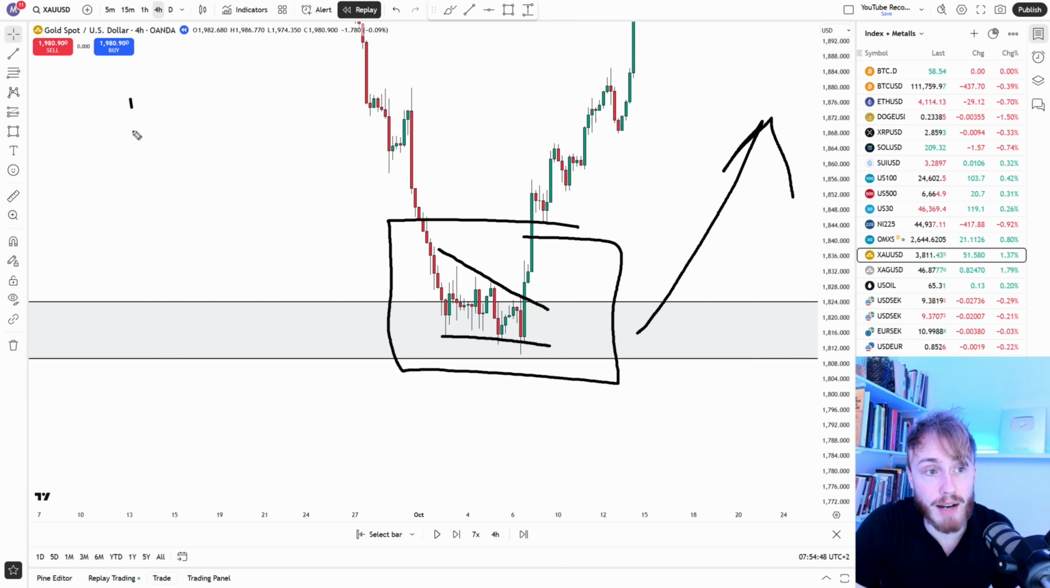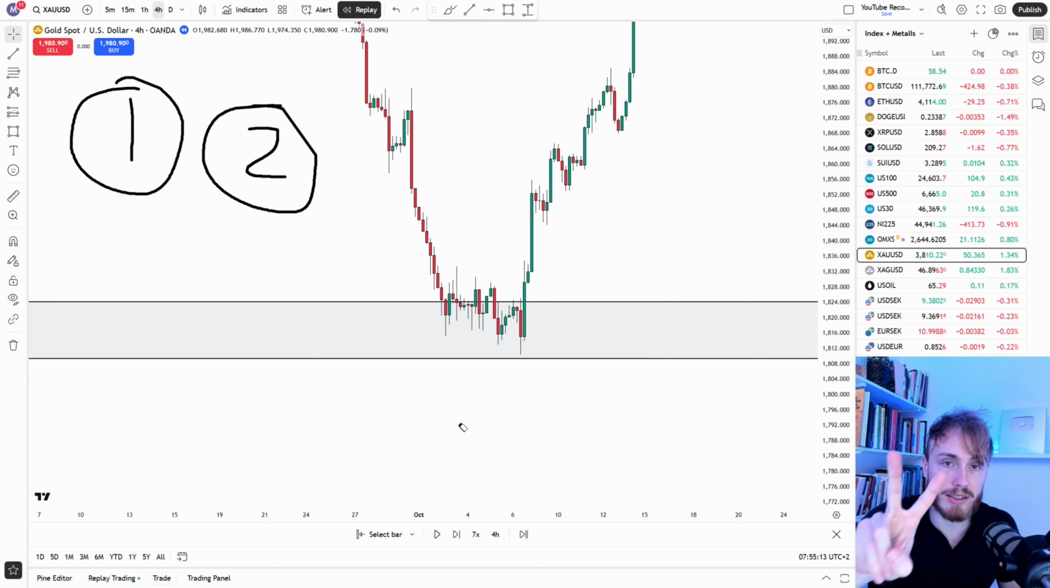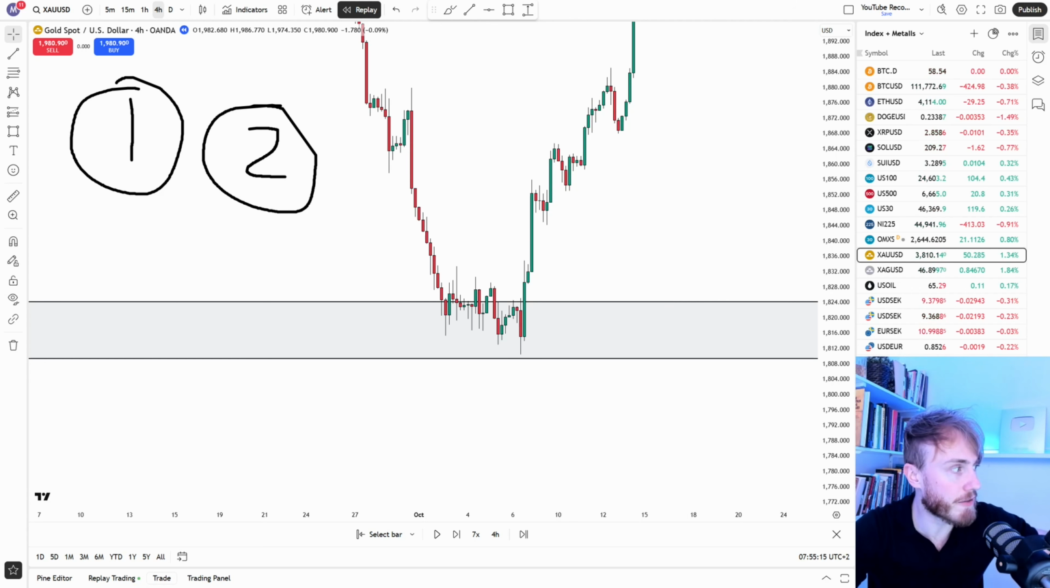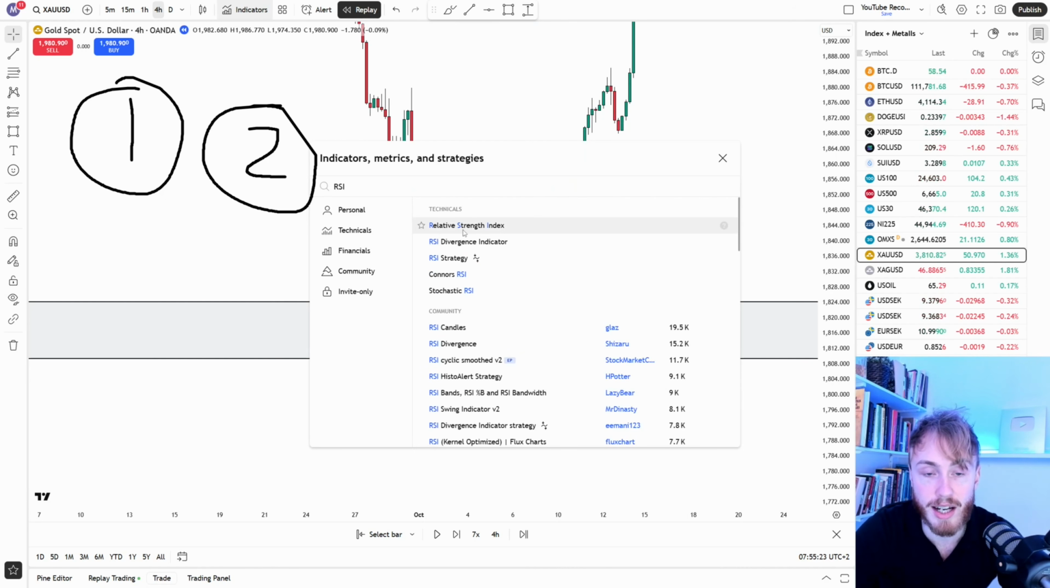So now we have a demand zone, that is our first bullish sign. We also have a bullish short pattern. And 2 bullish signals is a good sign, but what if we can find even more bullish signals? Well, one of my favorite indicators to use is an indicator called the RSI, or for short, Relative Strength Index.